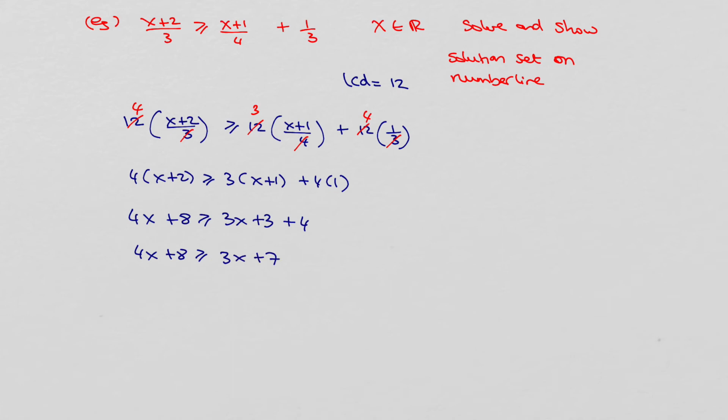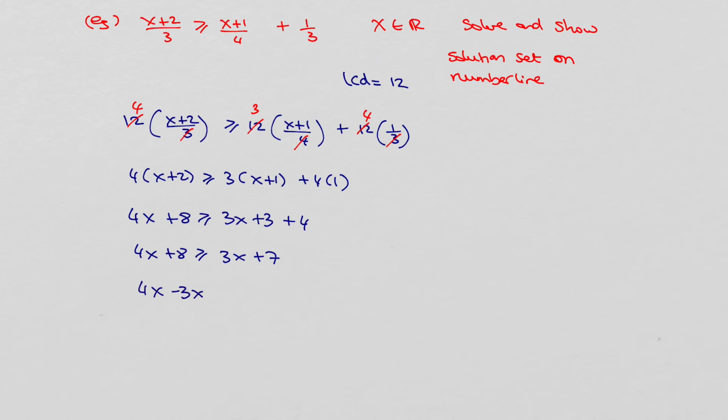Bringing my x's to the left and my numbers to the right. In other words, I'm going to subtract 3x from both sides. So subtracting 3x from the right-hand side will cancel the 3x. And then I'm going to subtract 8 from both sides. So subtracting 8 from the left gives me 0. And subtracting 8 from the right-hand side, well, I have 7 minus 8. So that's going to become x is greater than minus 1.